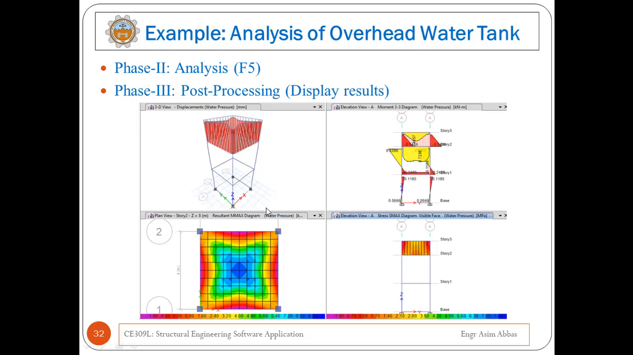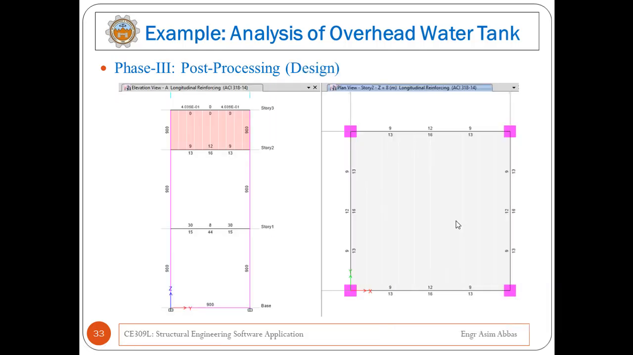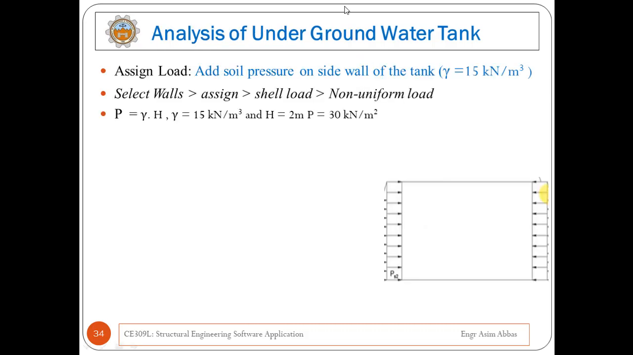Similarly, we can also display the maximum bending moment in the bottom slab and side wall, and we can also perform designing. For that, go to Design and then choose Concrete Frame Design. It will give you the reinforcement in different locations, as shown in this figure.